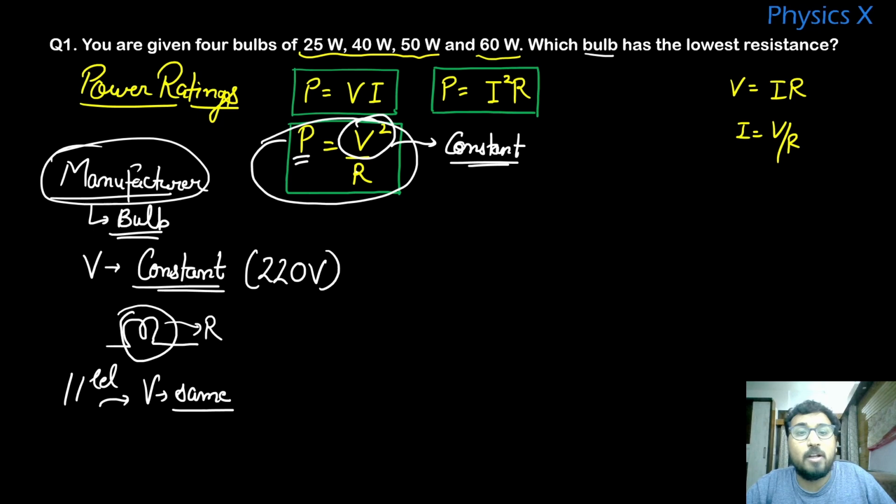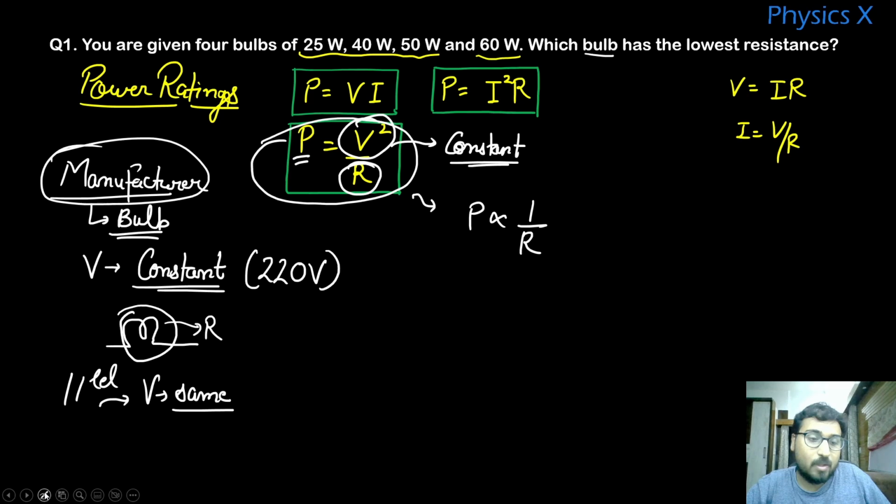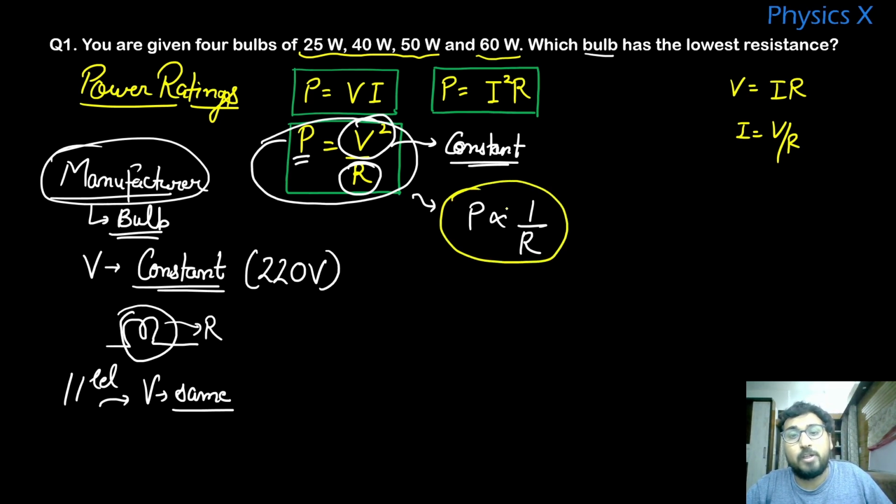Now the manufacturer is left with the resistance. So what will he do? You can see with this relation that if voltage is kept constant, then power is inversely proportional to the resistance. So this is the relation which will be used to determine the power. If resistance is going to be more, the power rating of that bulb will be less.